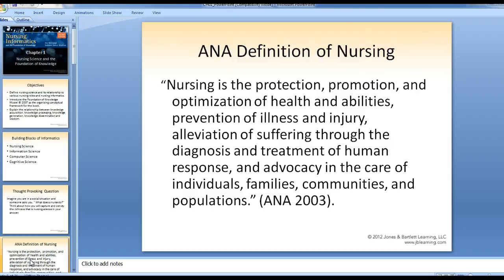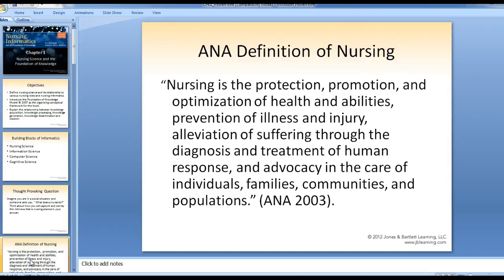Prevention of illness and injury, that's pretty obvious, right? Let's immunize people to protect them from injury. Let's teach parents to put their kids in car seats so we can prevent infant mortality and toddler mortality with motor vehicle accidents, which used to be the number one cause of death.